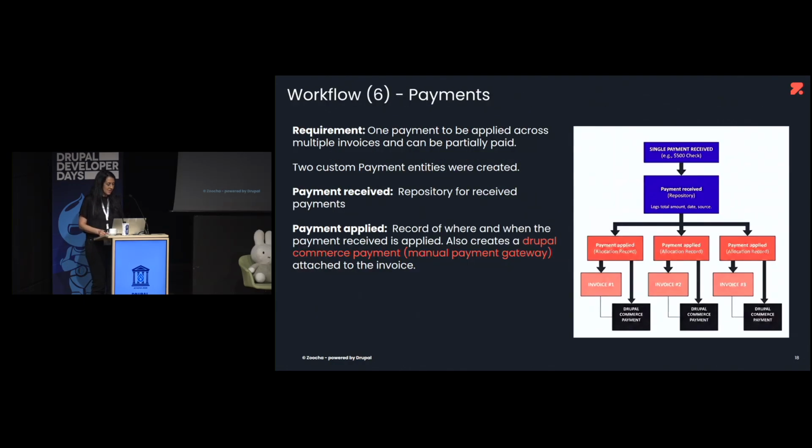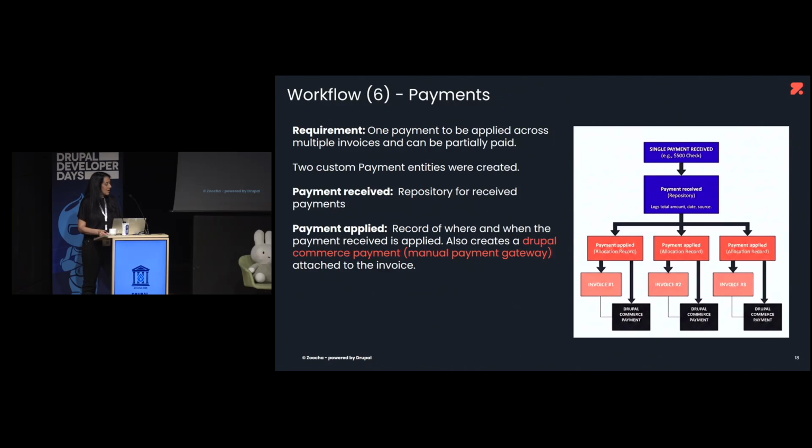Now on to the payments. Once an invoice has been confirmed, a payment can be applied to it. And the additional requirements we have is that one payment can be applied across multiple invoices, and the invoices can be partially paid. So we have two custom entities that allow us to accomplish this. So when the payment is received offline, the user records the payment received with basic information like how much is received and the method of payment.